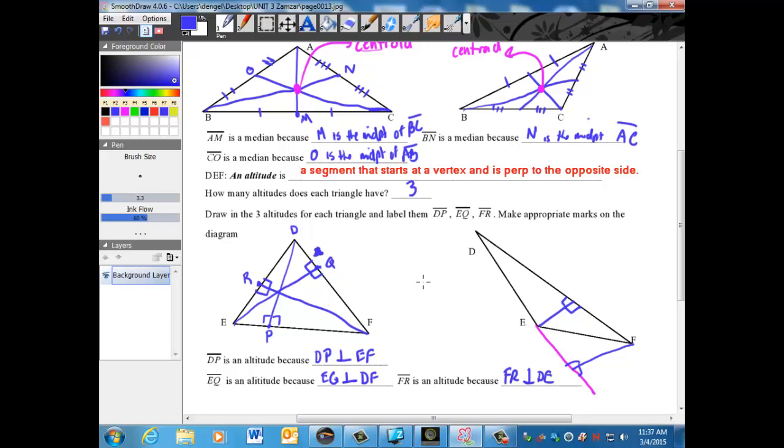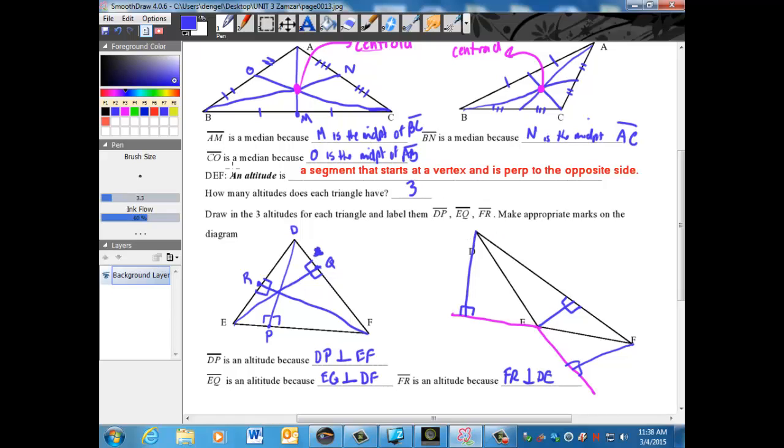And we have to do the same thing for the other side. And so DE, we want to extend out, we're going to extend out EF. And we're going to draw down our altitude from point D. And it creates a 90-degree angle.